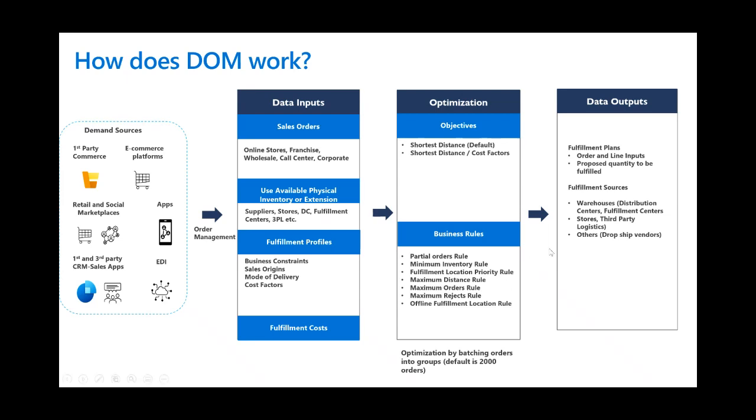Okay, so again, coming back and quick recap, data input, we talked about the different sales order. The optimization is basically how the order will be brokered through DOM, and that will be dependent on your business rules, the 7 rules that we just talked about. And the output is the fulfillment plan. The fulfillment plan is basically DOM's suggestion that, hey, this is how your sales order should be fulfilled.